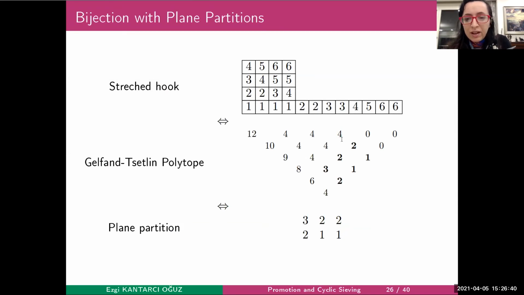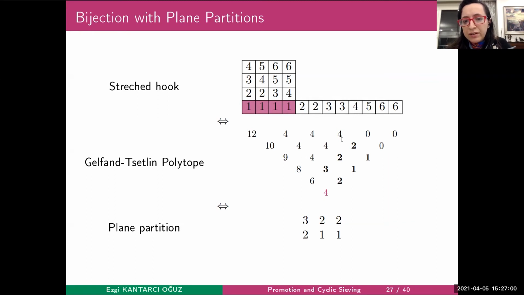So this was working a bit with charge, and to get the cyclic sieving, we made use of a bijection with plane partitions. So the bijection works as follows.